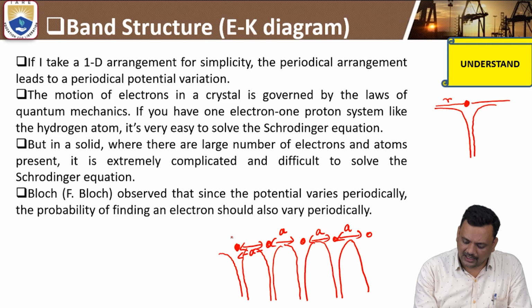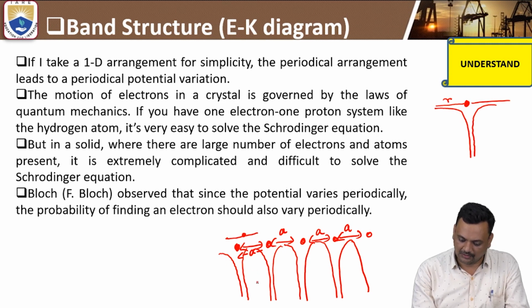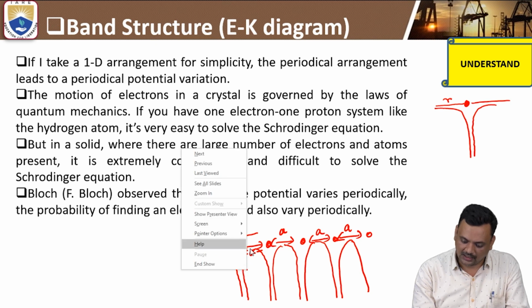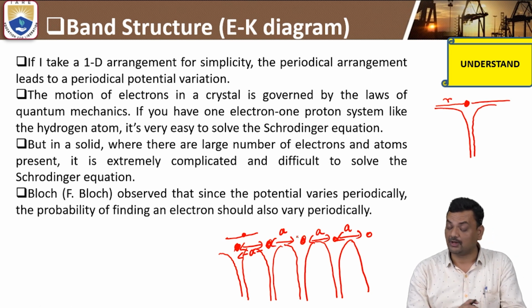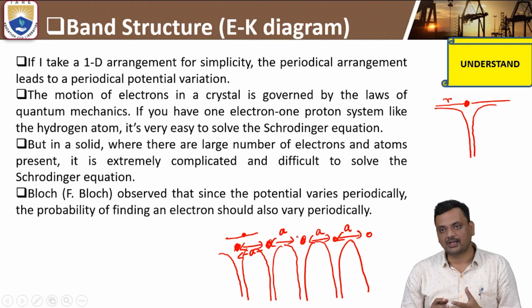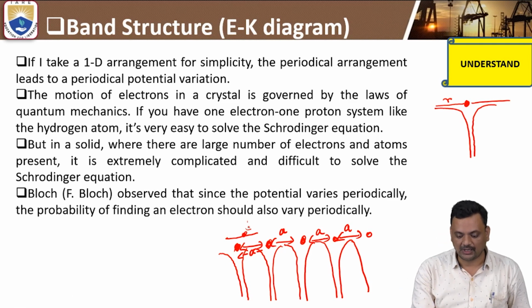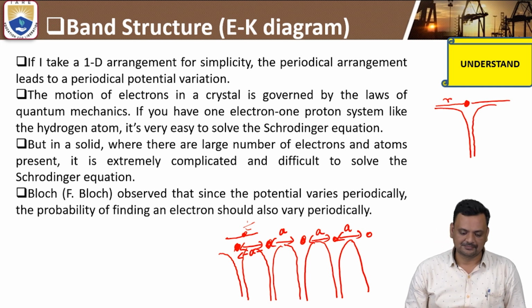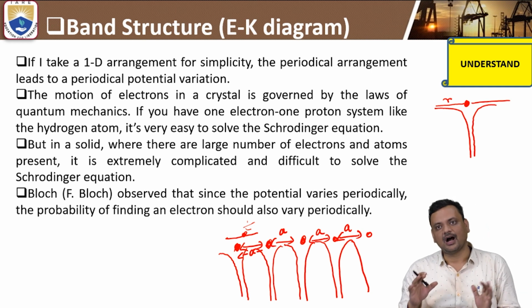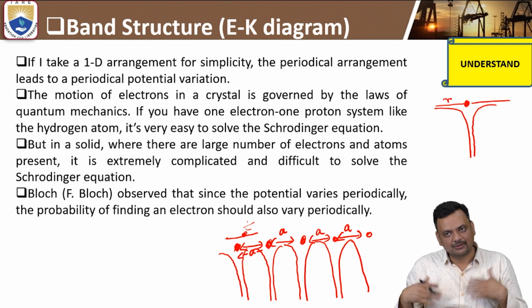But if any electron tries to move from here, it will be influenced by potential. Which potential? It will be influenced by the potential generated by this atom also, this atom also, this atom also. So what is the exact potential there at a particular time t? You can't say. So it is very complicated. But we need to solve it anyhow.